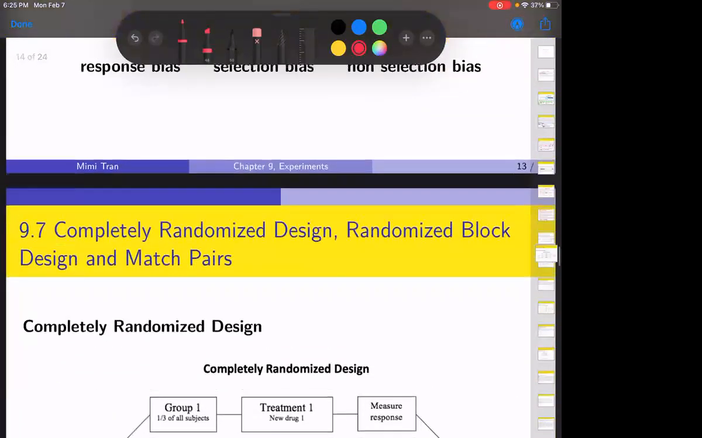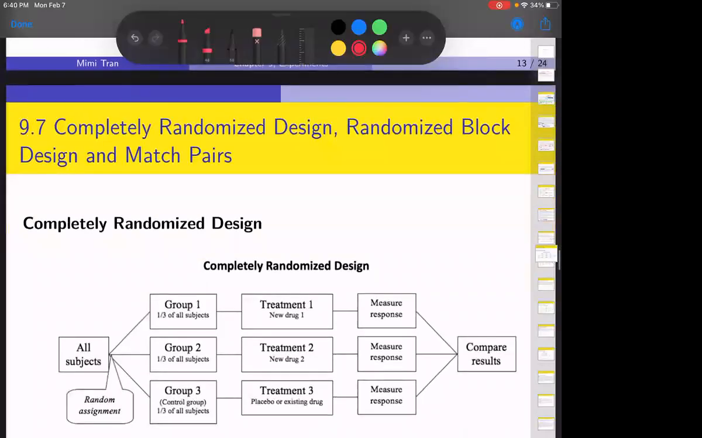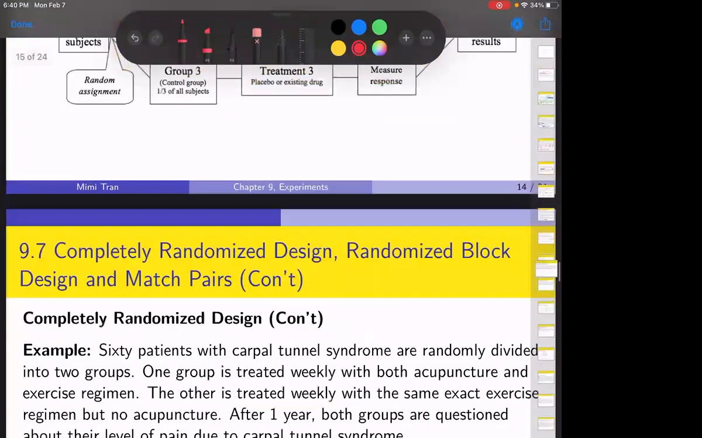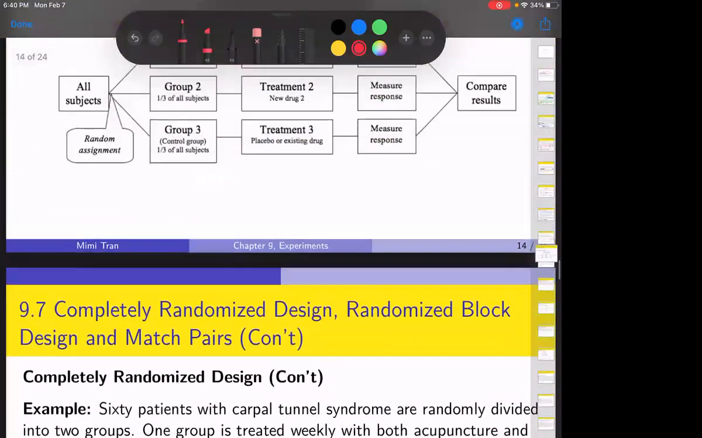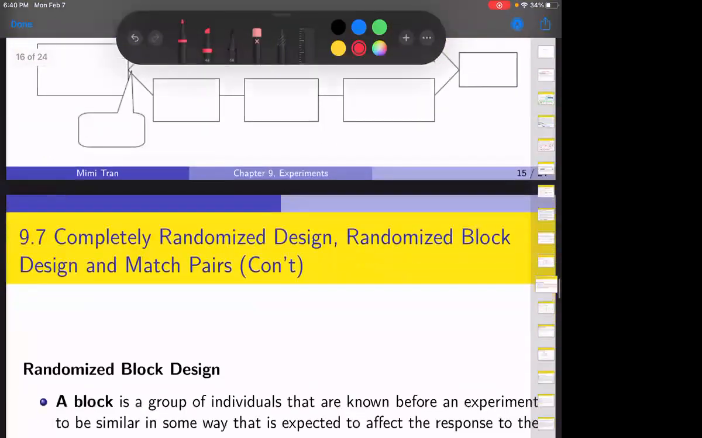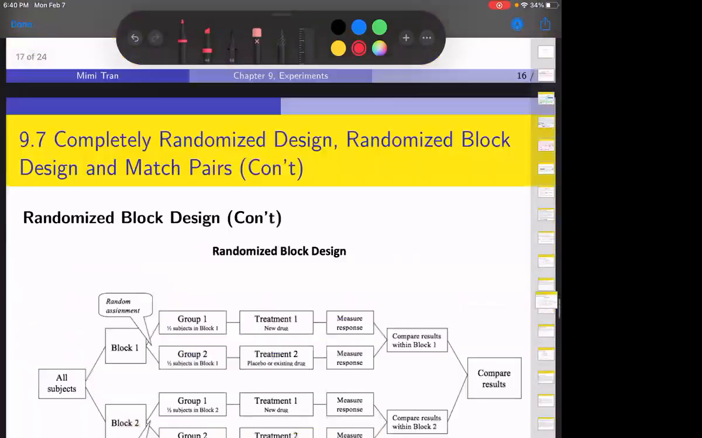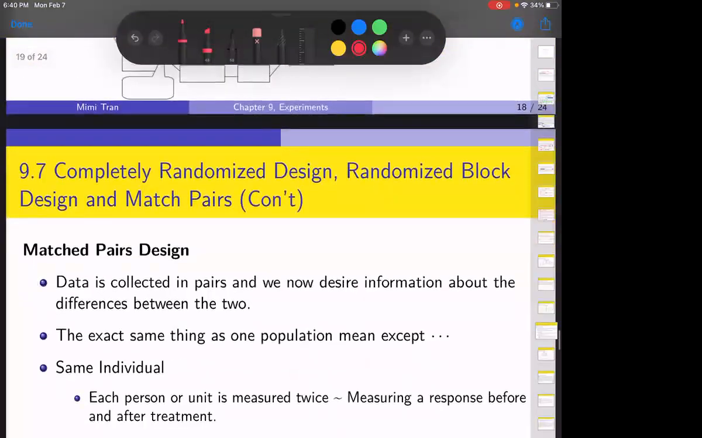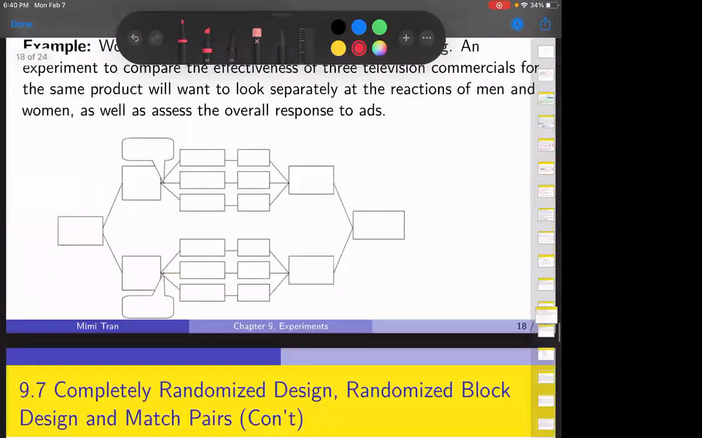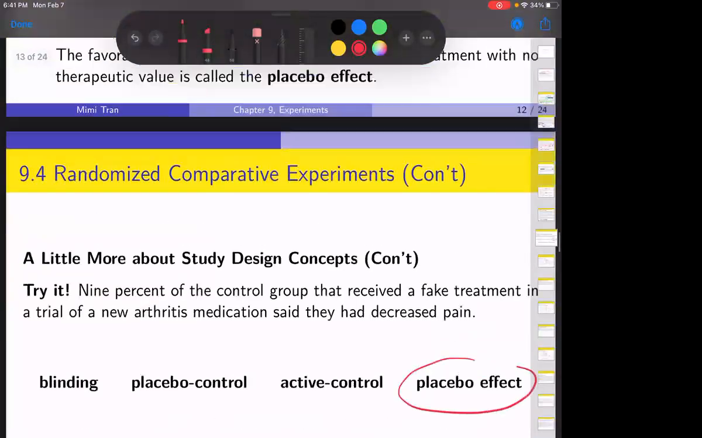All right. Next we're going to talk about three types of experimental design. The first one is the completely randomized design. Remember, it's similar to the comparative, right? Randomized design. The second one will be, I keep forgetting, let me scroll down with the mouse. The second one will be the randomized block design, and the third one is the matched pair design. Those are the three experimental designs we're going to learn today.